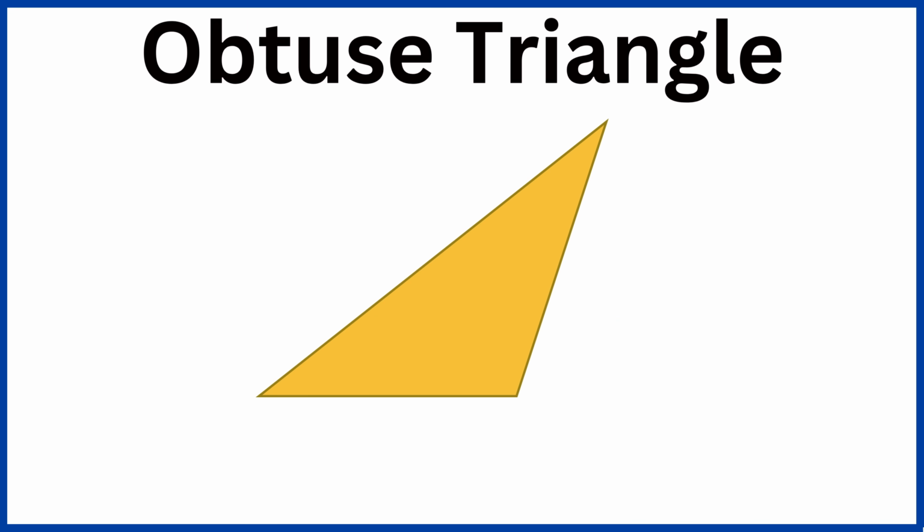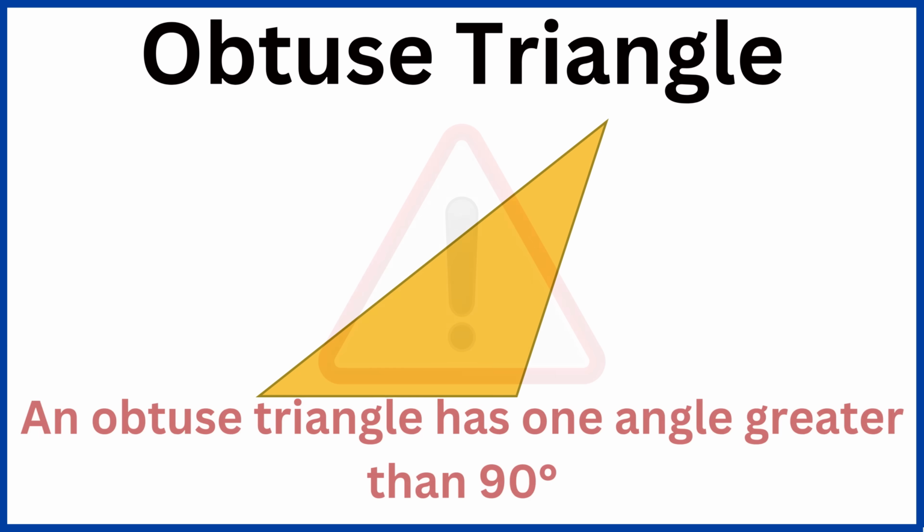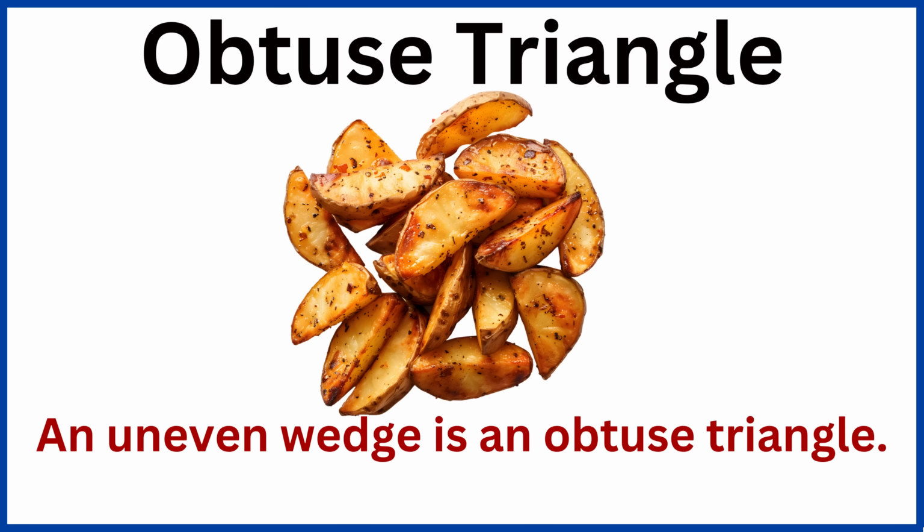Obtuse triangle. An obtuse triangle has one angle greater than 90 degrees. A road sign triangle can be obtuse. An uneven wedge is an obtuse triangle.